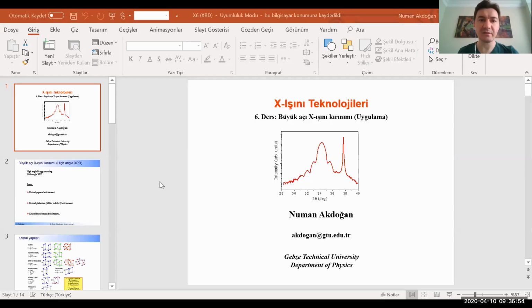Good morning, everybody. Today we will continue with the X-ray diffraction. During the last week, we have seen details of X-ray diffraction, some important steps in X-ray diffraction.